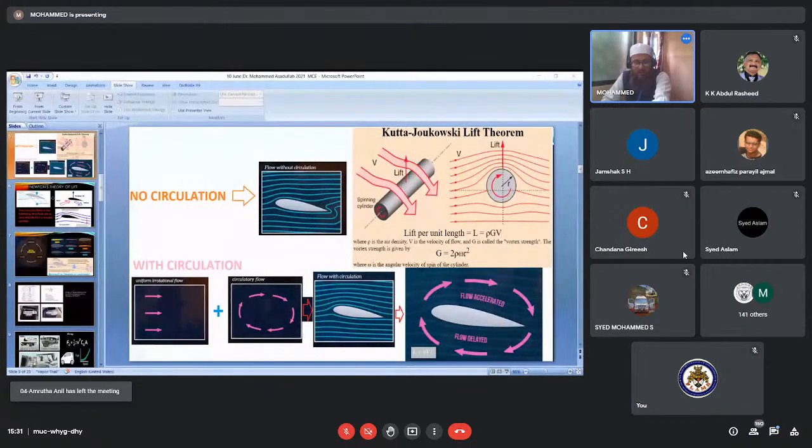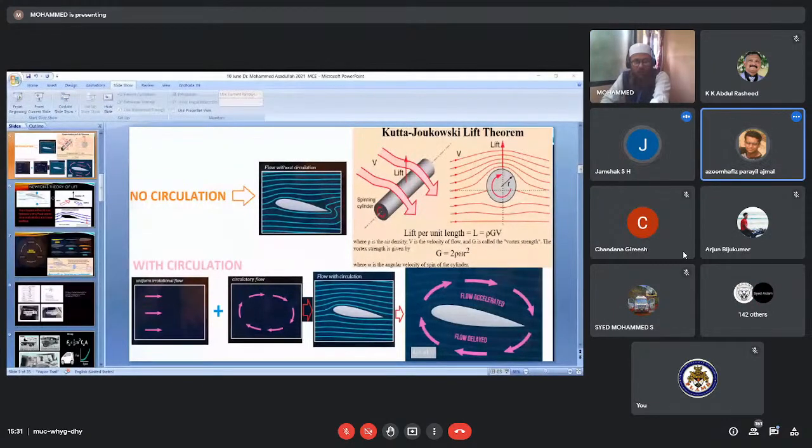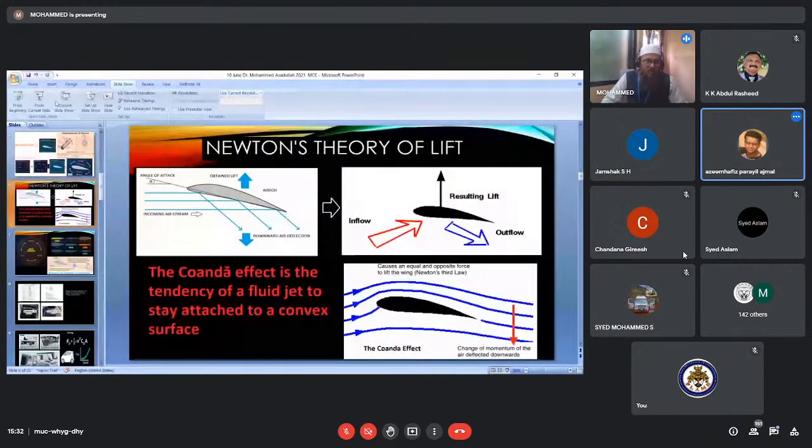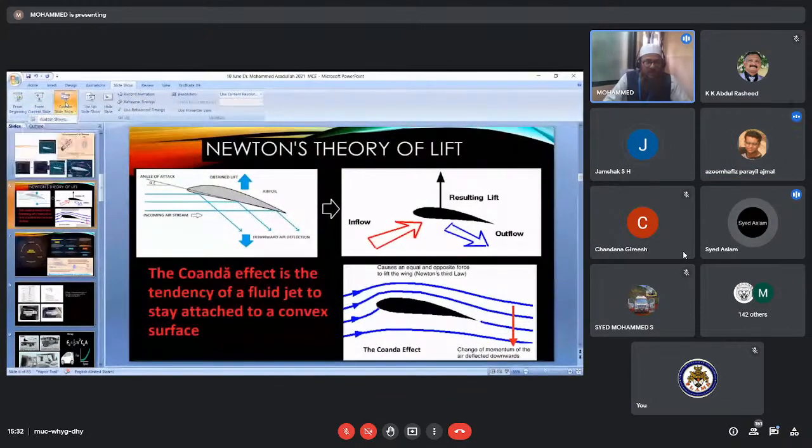Are you in the... Sir, your slides are moving? No circulation, with circulation slide is there. Now it's changed. Newton's theory of lift is there? Sir, there is an option "from current slide" in the presentation PPT. Can you please click on "from current slide"? Yes, sir. I already clicked it. Sir, now the slide is no circulation. With circulation. Okay, sir. Lift theorem. Yeah, Newton's theory of lift. Okay. Am I in Newton's lift? Current slide show. Yeah. Newton's theory of lift. Okay, sir.